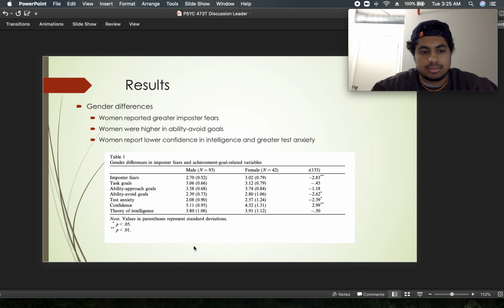And I just have a screenshot of that table here, so if you guys want to pause and actually look at the different numbers, but those were the significant results. And this is not yet looking at anything else, any correlations. This is just straight up that women scored significantly higher or lower in these different categories when compared to men.